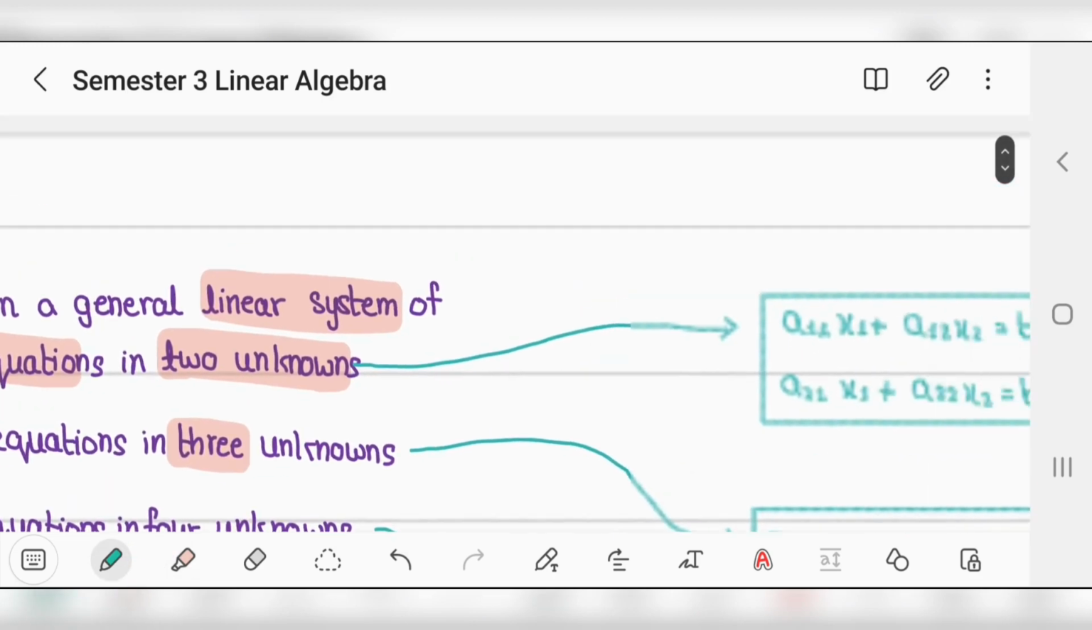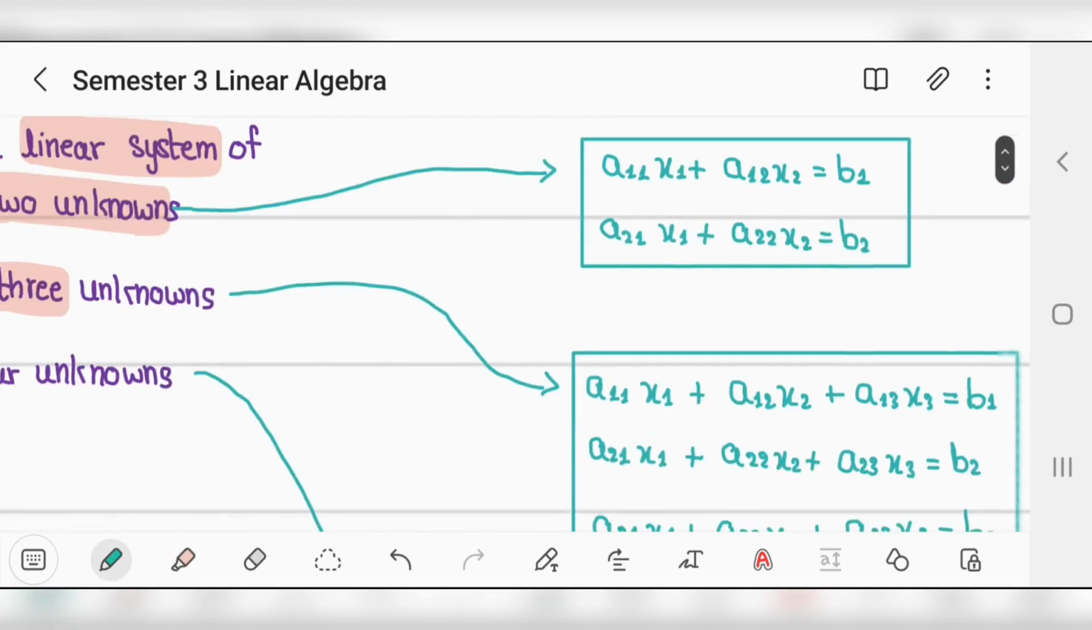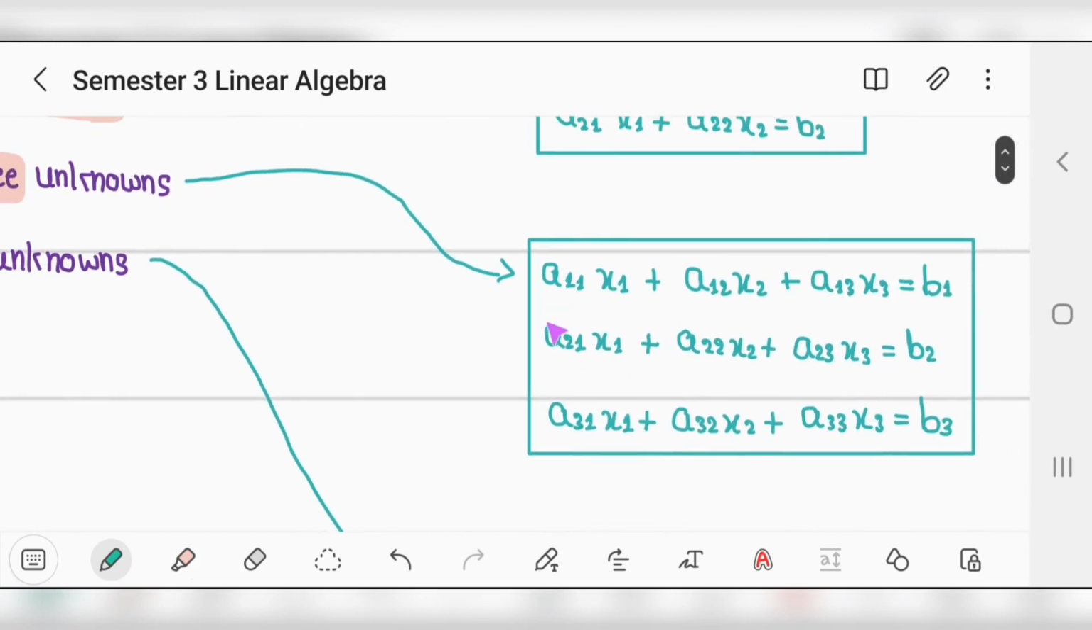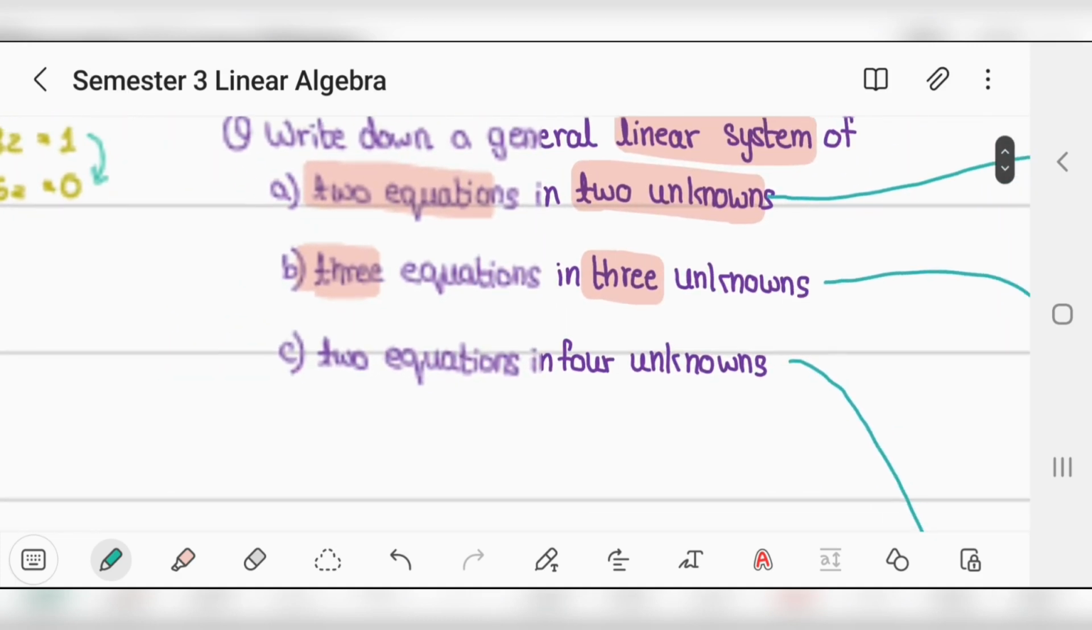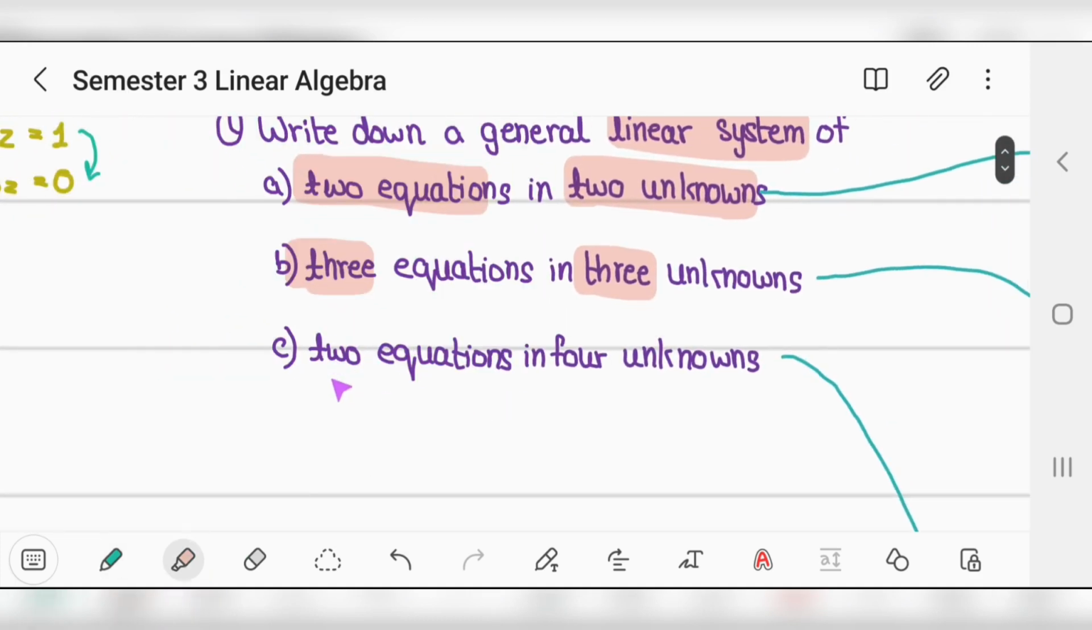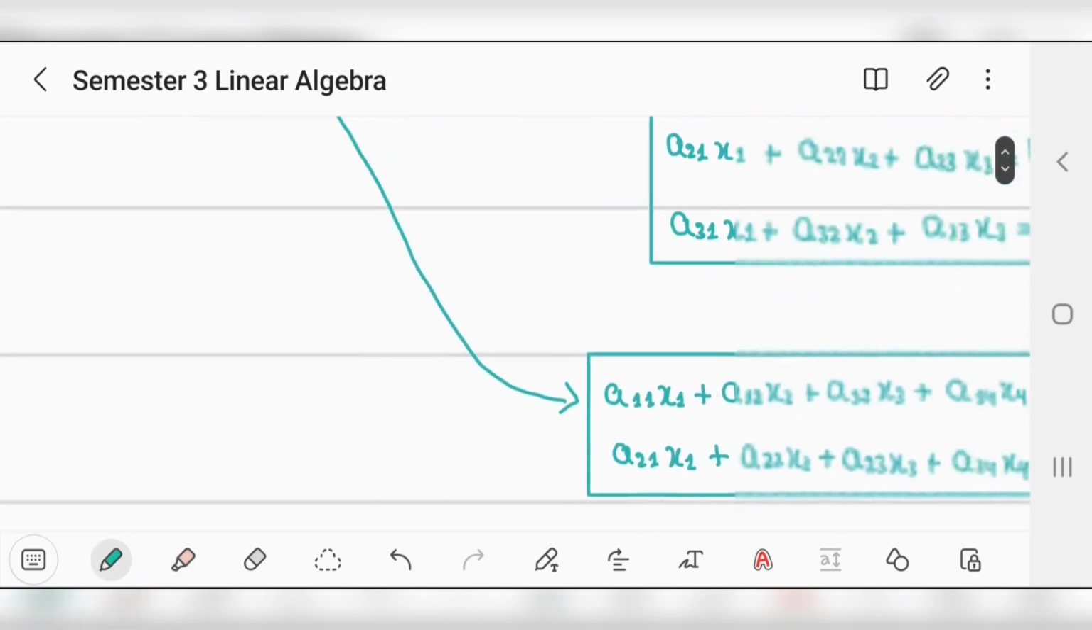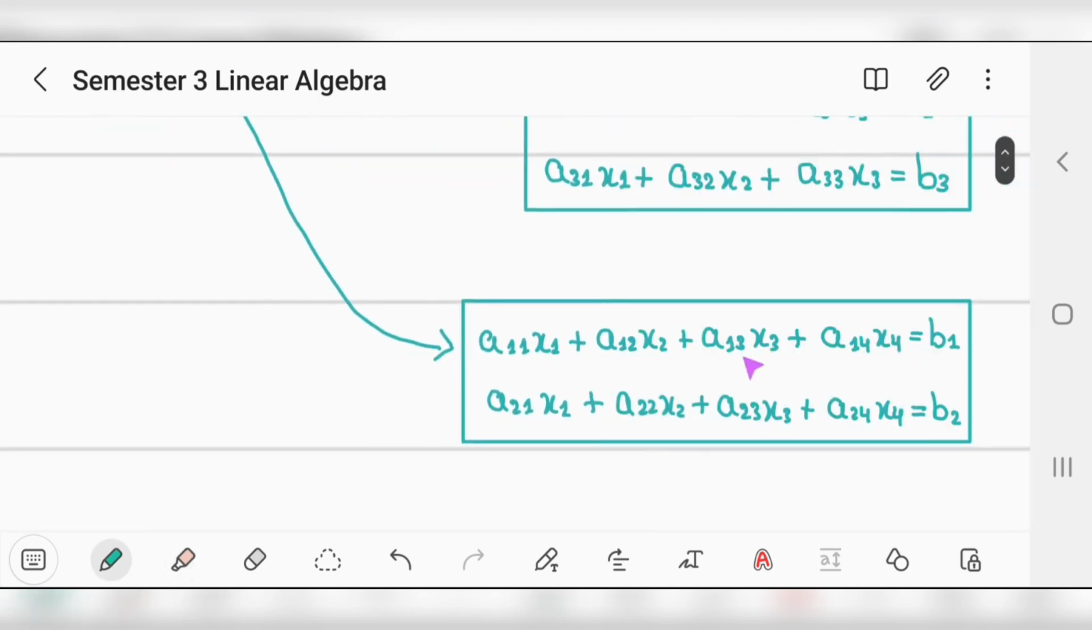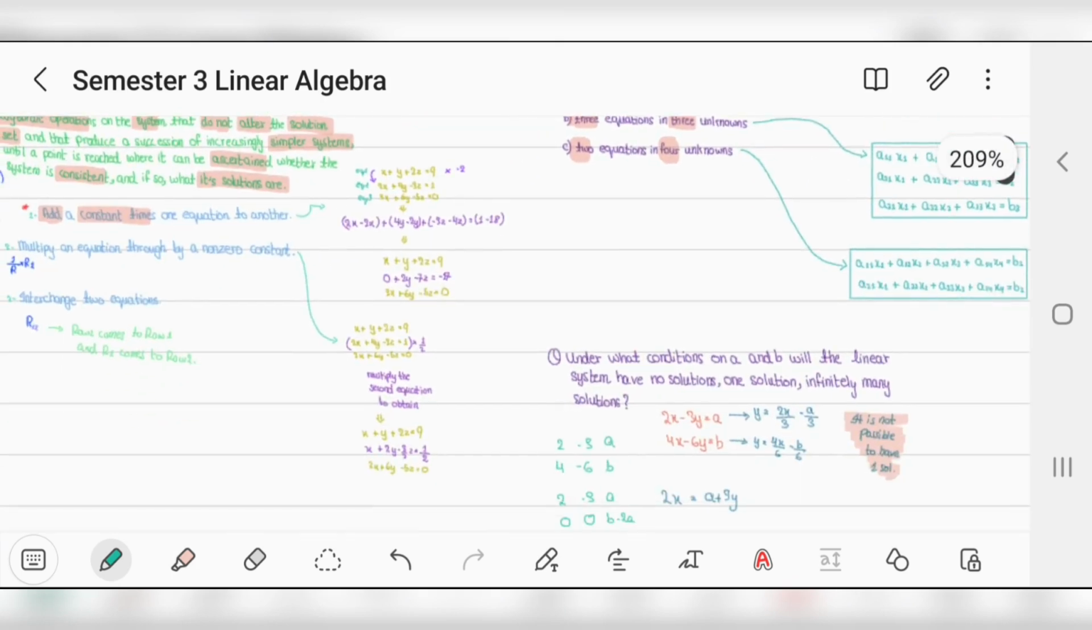Okay, this is the equation of a line. This is the equation of a plane. We got three equations and three unknowns. Then the last one is two equations and four unknowns. So two equations but having four unknown variables. So we write it down in this way: 1, 2, 3, 4, four unknowns, and two equations. We have a second equation.